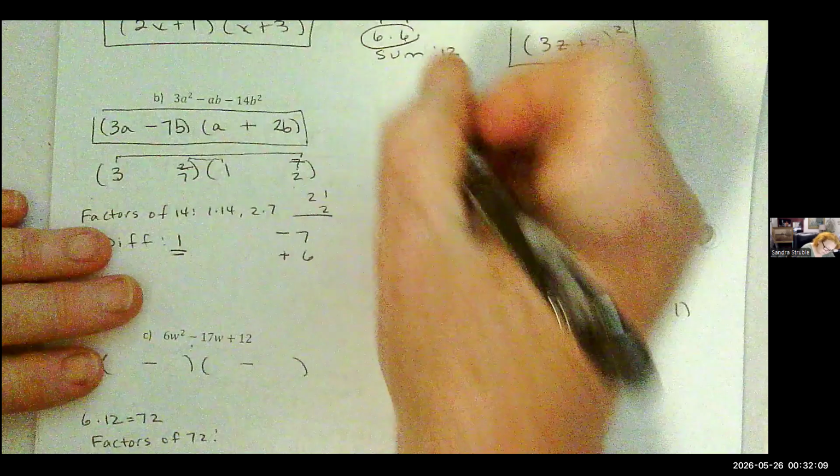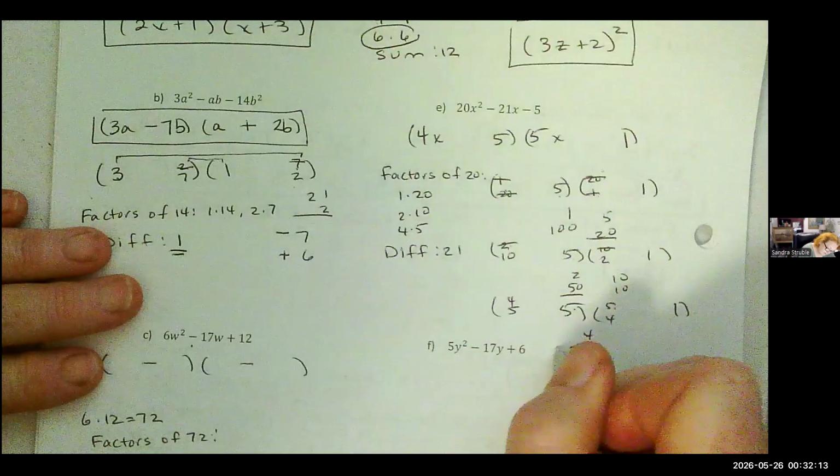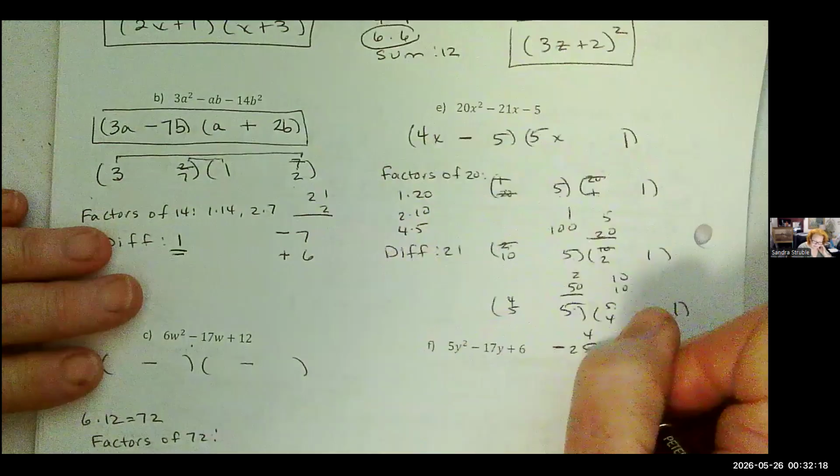Now I need the middle term to be negative. So my 5s need to be negative. 5 times 5 needs to be negative. My 4 needs to be positive.